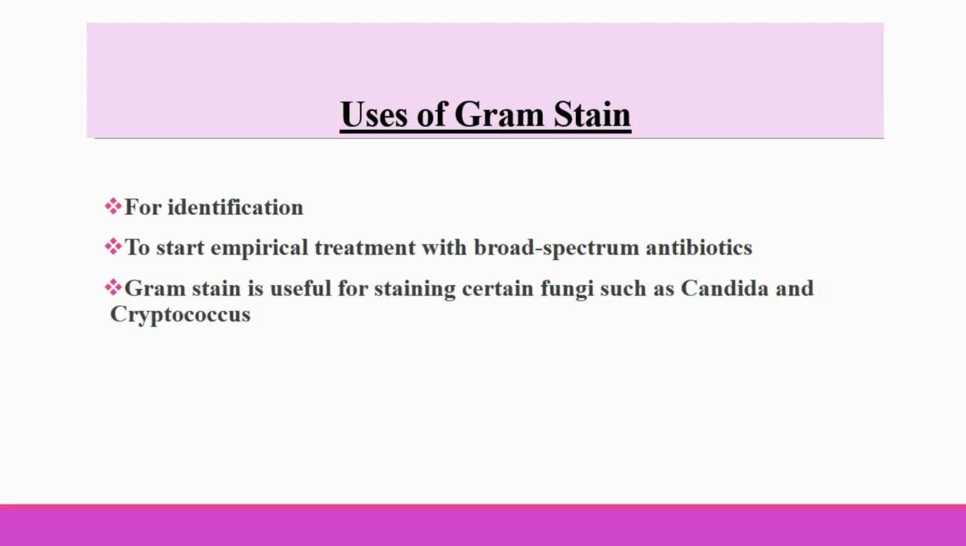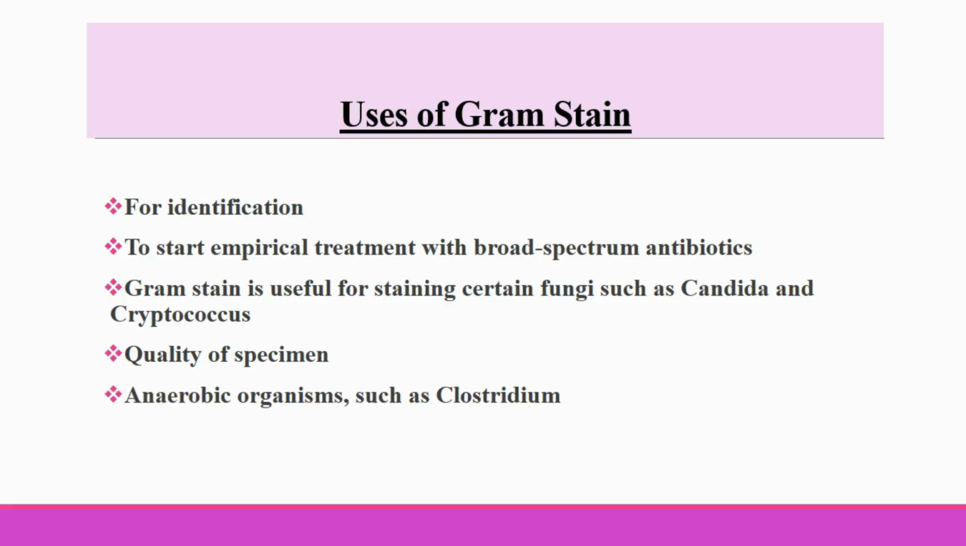Third, the gram stain is useful for staining certain fungi like Candida species and Cryptococcus neoformans. Fourth is to identify the quality of the specimen. So the gram staining helps in screening the quality of the sputum specimen before processing it for culture. Presence of more pus cells and less epithelial cells indicates a good quality specimen.